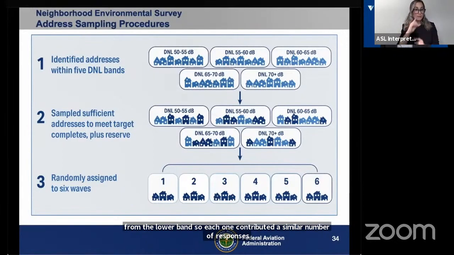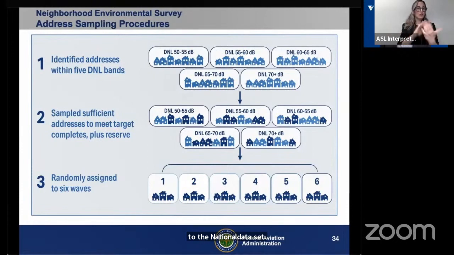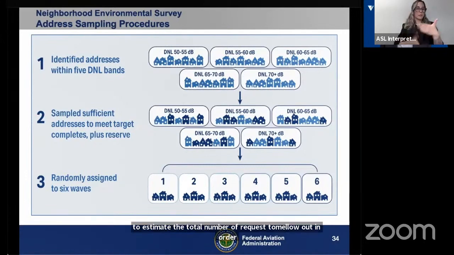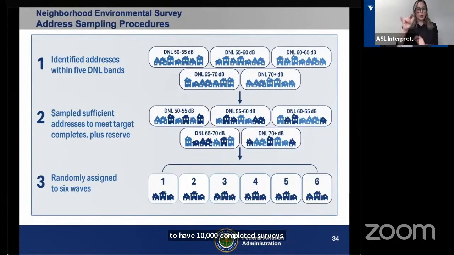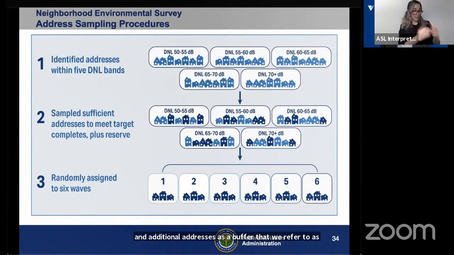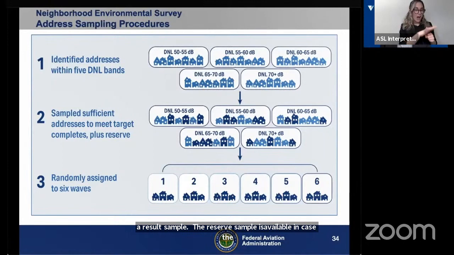We utilized our experience with similar efforts and results in the ACRP 02-35 to estimate the total number of requests to mail out in order to have 10,000 completed surveys, or 500 per airport, returned to us. We also selected additional addresses as a buffer, which we refer to as a reserve sample. The reserve sample was available in case the number of completed surveys returned to us fell below the target within any given airport's DNL band.